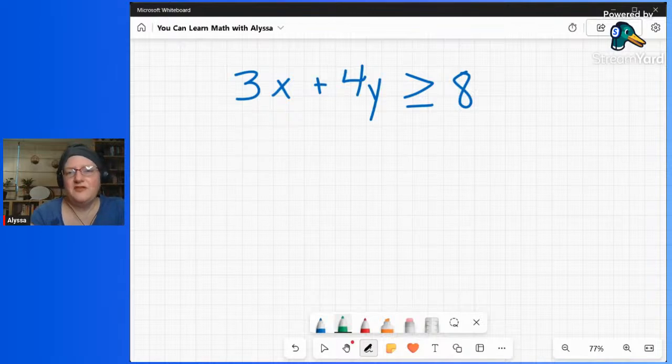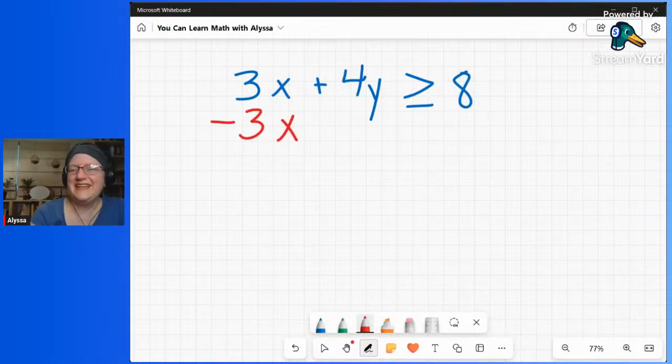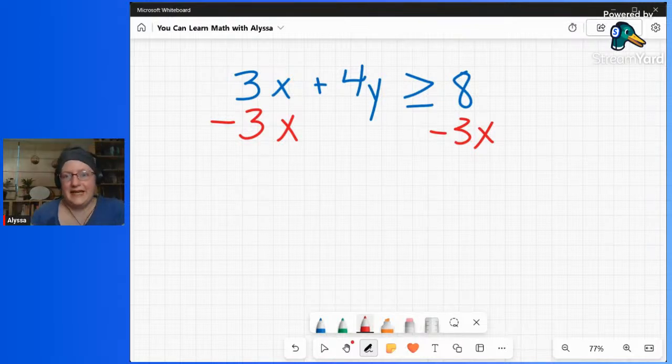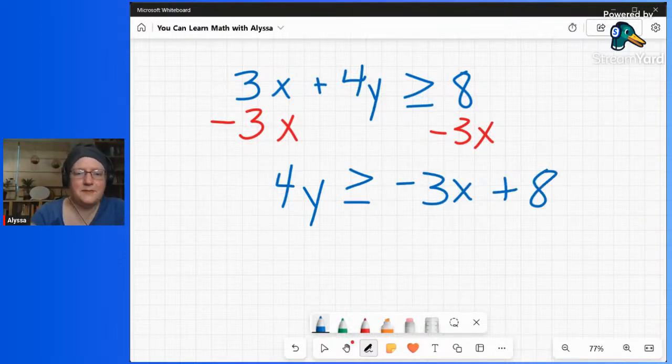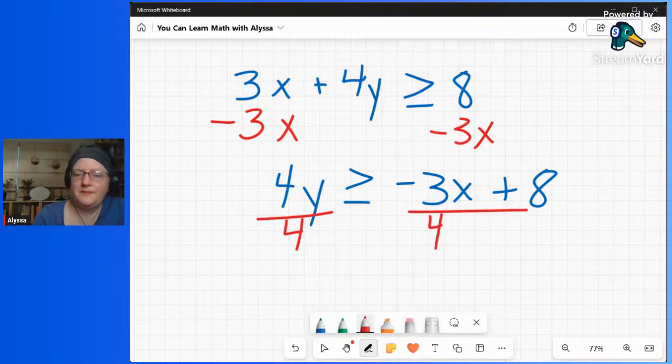I want to get everything on the right except for the y. I'm going to subtract that 3x from both sides because 3x is being added to the 4y, so I want to undo that. I get 4y is greater than or equal to -3x plus 8. And then y is being multiplied by 4, so I need to undo that. I'm going to divide everything by 4.